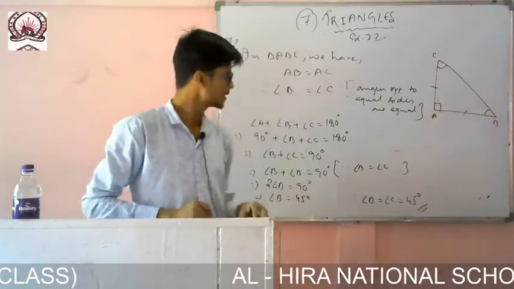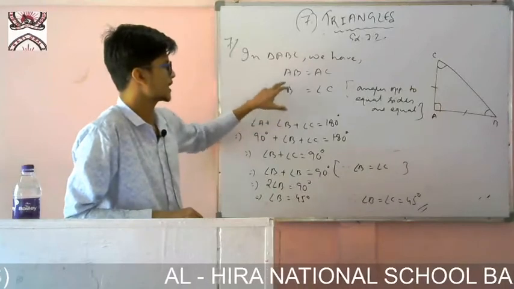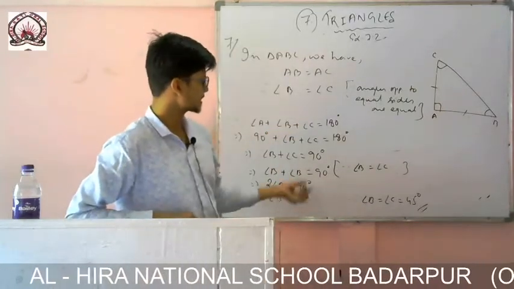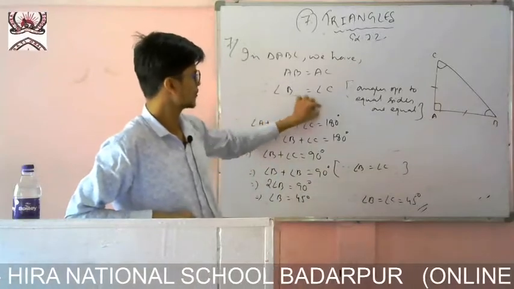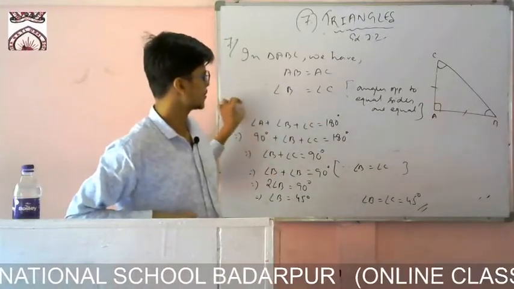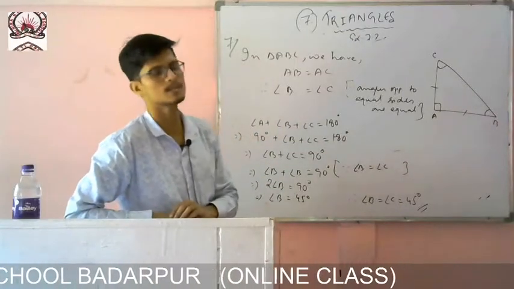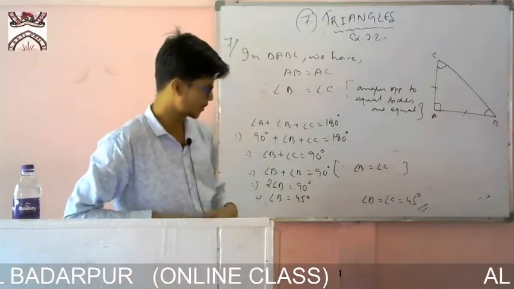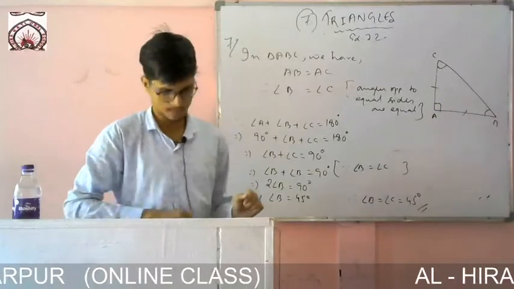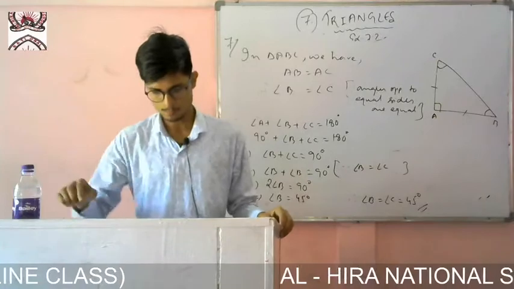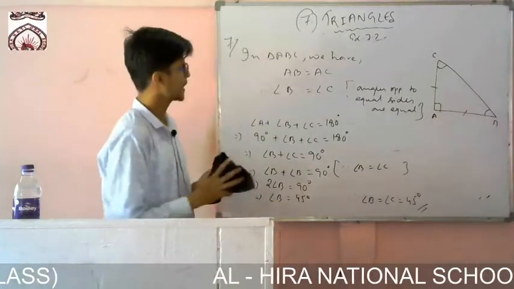Very easy sum. First you have to find that those two angles are equal, and then in the angle sum property, you write one more line, it will be good, that we know that the sum of the angles of a triangle is 180 degrees. So therefore angle A plus angle B plus angle C equals 180, and after that you solve it. So therefore B and C will be equal to 45 degrees each. So now let us move to the last question, question number 8.